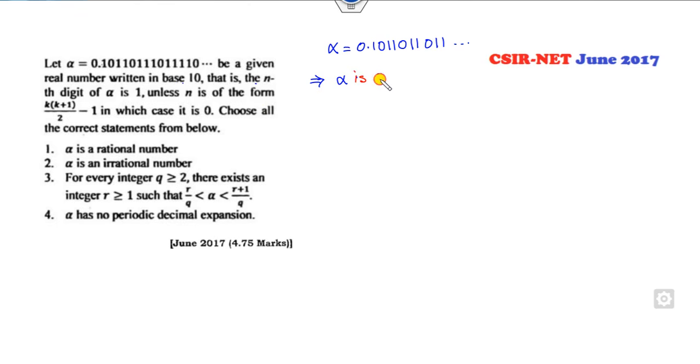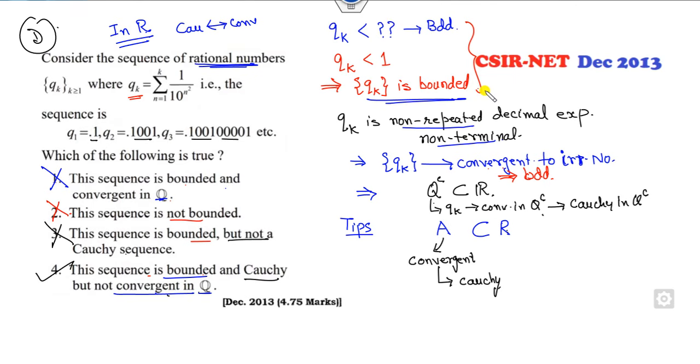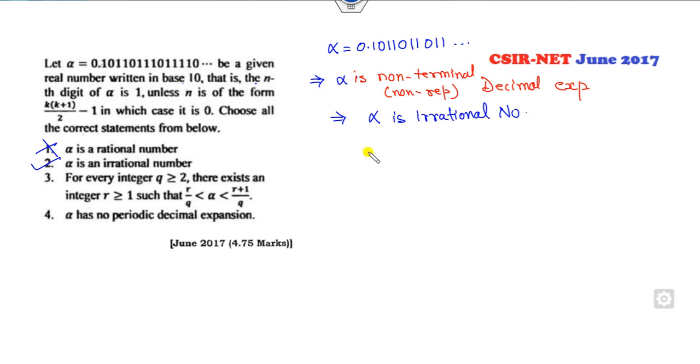Okay, what is that? Again, alpha is a non-repeating, non-terminating decimal expansion. So what is the meaning of that? Alpha is an irrational number, because it's convergent to an irrational number. So the option that alpha is a rational number is cancelled. Alpha has no periodic decimal expansion: you can see it has a non-repeating decimal expansion, which means alpha has no periodic decimal expansion, because it's non-terminating. So clearly this option is correct.